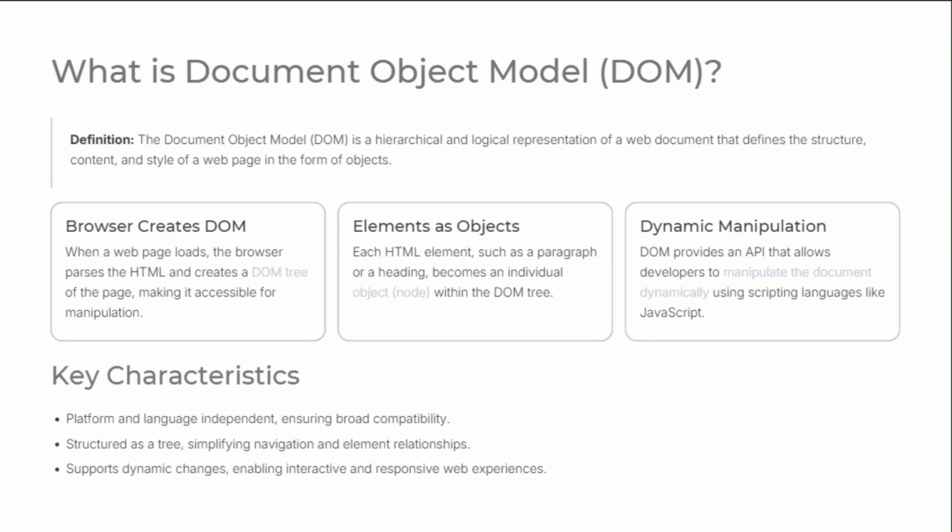Some of the key characteristics of the Document Object Model are: the DOM has a few important characteristics such as it is platform and language independent, which means it works the same regardless of operating system or programming language. It is structured as a tree, which makes it easier to navigate and understand relationships between elements. Most importantly, it supports dynamic changes, enabling interactive and responsive web experiences that update instantly without reloading the page.